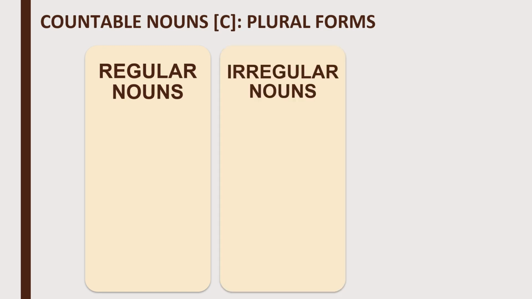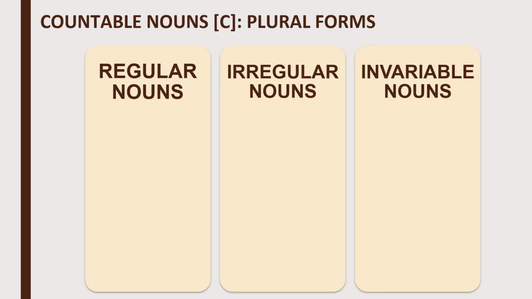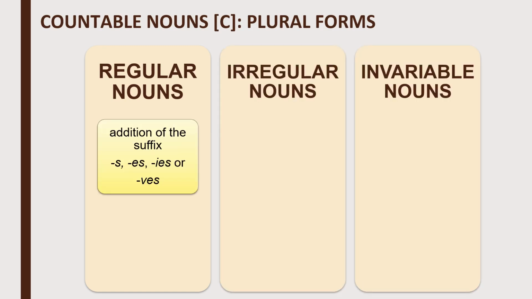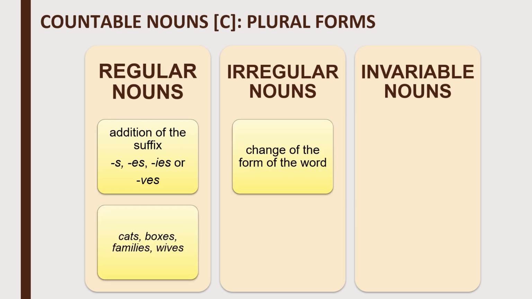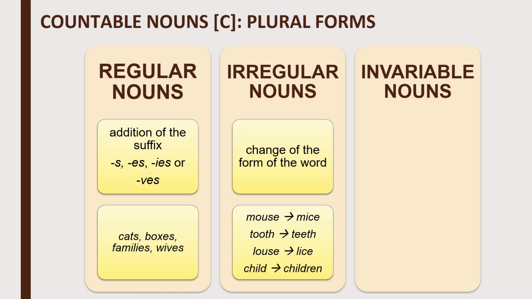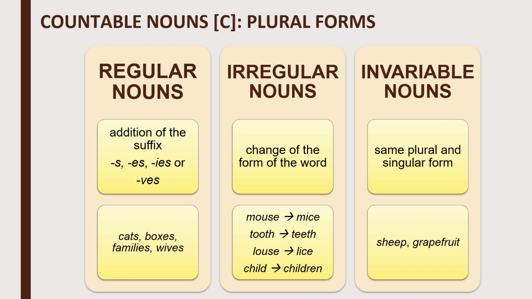Countable nouns can have different plural forms. There are 3 types: regular nouns, irregular nouns, and invariable nouns. The plural form of regular nouns has the suffix s, es, ies, or des. The plural form of irregular nouns changes the form of the word completely. And the plural and the singular form of invariable nouns are the same.